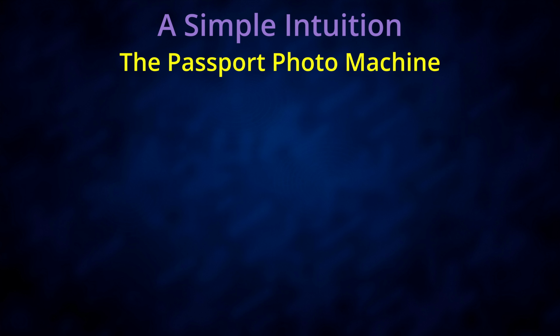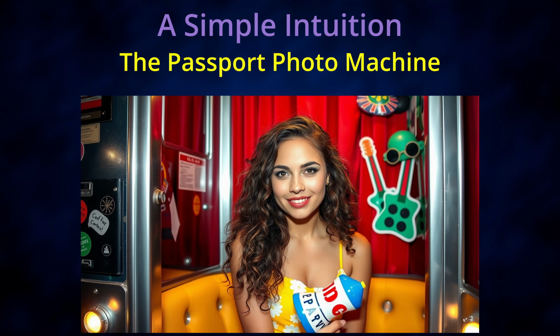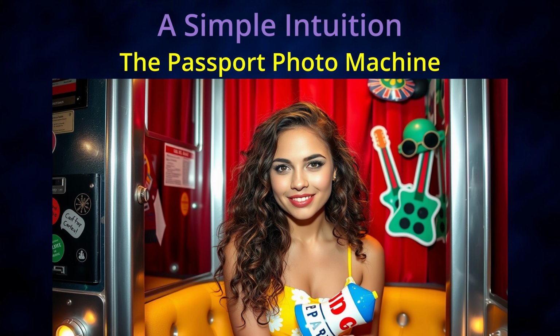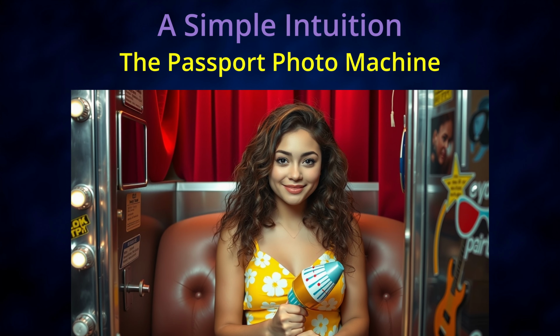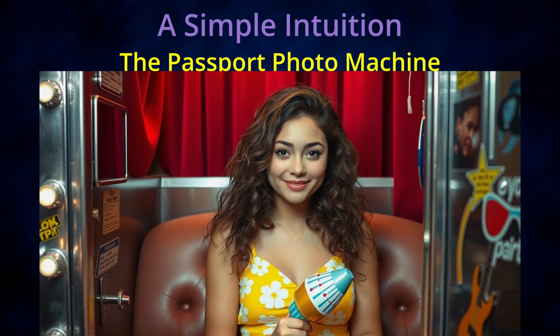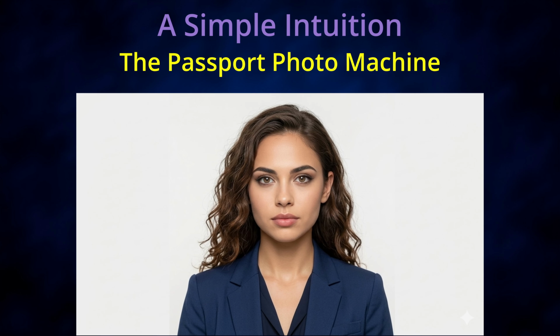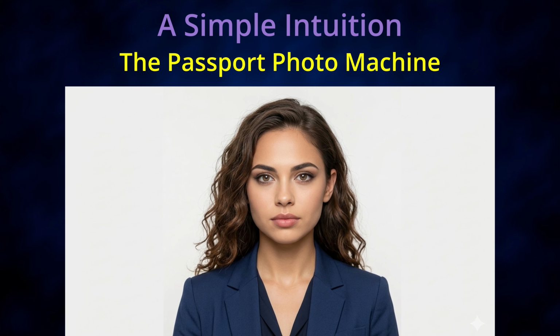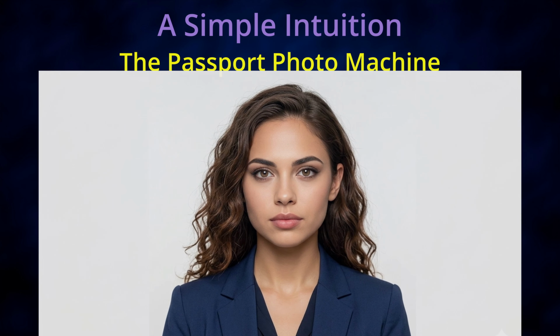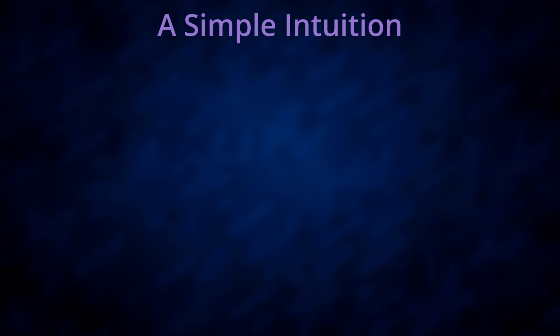A simple intuition: the passport photo machine. Imagine a passport photo booth. You step in, the machine takes your picture, then compresses it, removing noise and unnecessary details. Later, it expands that compressed code back into a crisp photo. It doesn't memorize your picture. It learns how to rebuild a face from the essence of one. Autoencoders do exactly this with digital data.